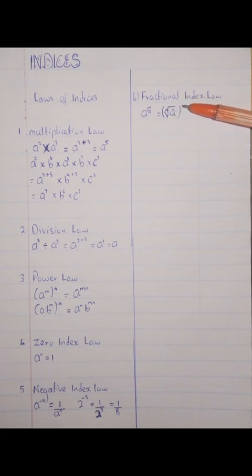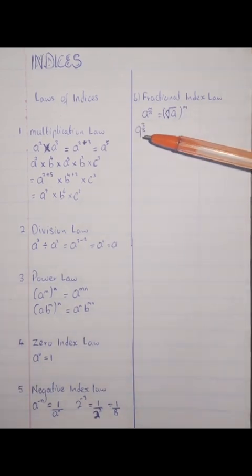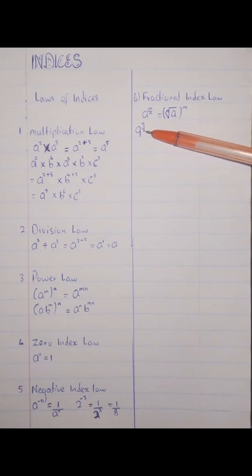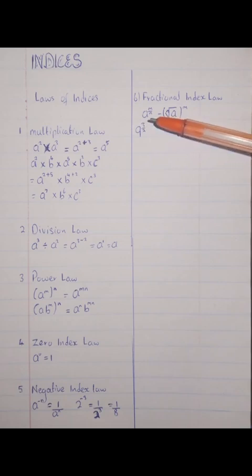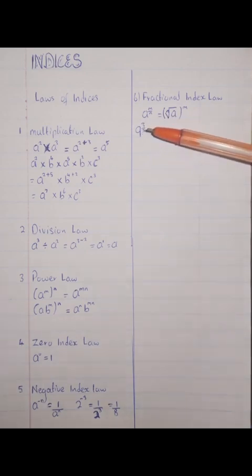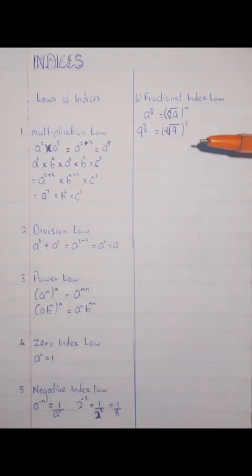When we have 9 raised to the power of 3 over 2, since our denominator is 2, meaning square root, we're taking the square root of 9 raised to the power of our numerator here, which is 3. So the square root of 9 raised to the power of 3. I can write the square root with the 2, or I can also decide to remove the 2 and just write the square root, but this also means square root. So the square root of 9 raised to the power of 3.